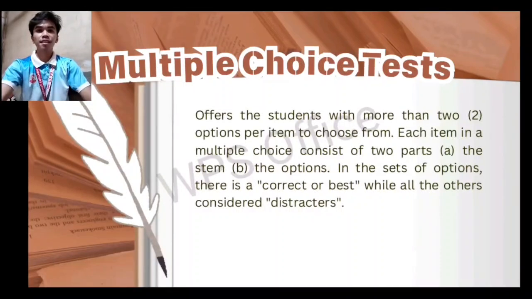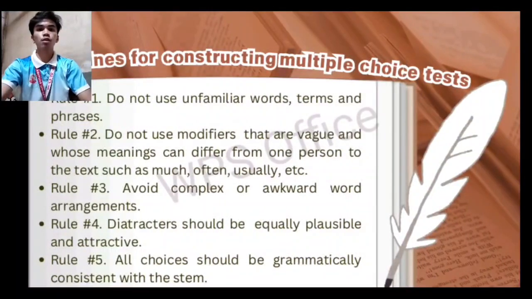So first is the multiple choice test. Multiple choice test offers the students with more than two options per item to choose from. Each item in a multiple choice consists of two parts: A, the STEM, B, the options. In the sets of options, there is a correct or best, while all others considered distractors. So here's the guidelines for constructing multiple choice test.